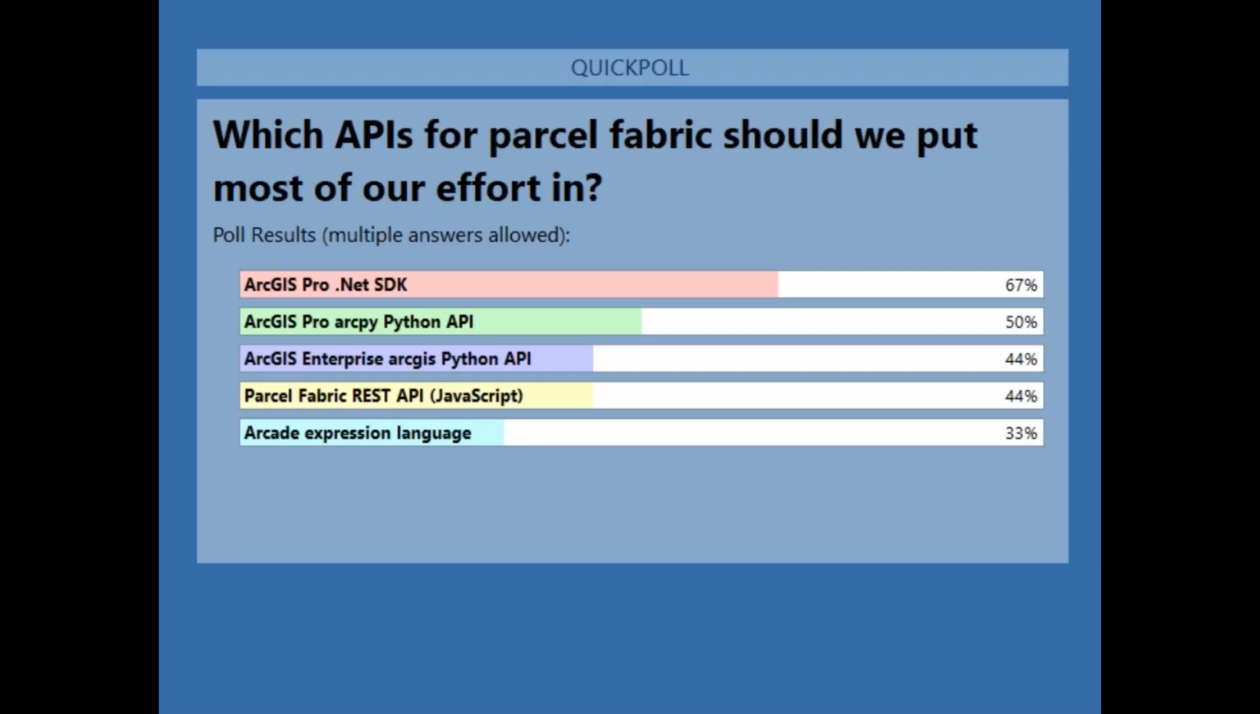And of course, we are biased in this one, but we expected .NET SDK, and we have been putting a lot of effort in and will continue to do so. But we also see some strong representation for Python and JavaScript. So I guess we have to put our effort in everything.